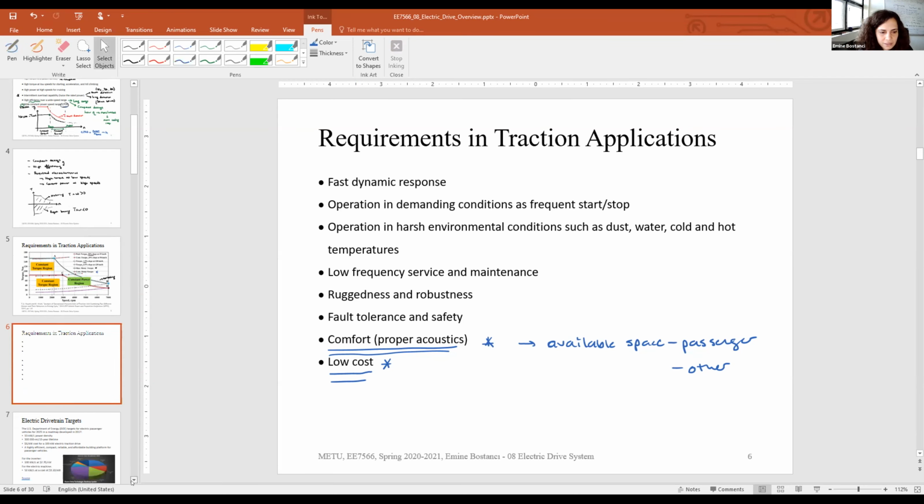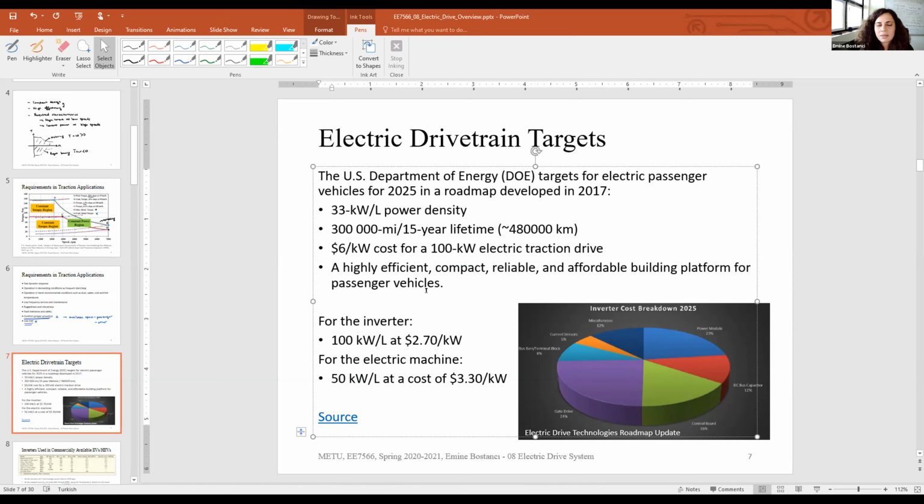This lifetime is important because if you design the battery and the inverter, when you need to decide on the thermal load, you also need to take care of the lifetime, because the thermal load is going to change the lifetime of the system a lot. So it is going to be important. There are also some cost requirements: $6 per kilowatt for a 100 kilowatt electric traction drivetrain. It is also required to be highly efficient, compact, reliable, and affordable. And they want to have a building platform for the passenger vehicle.